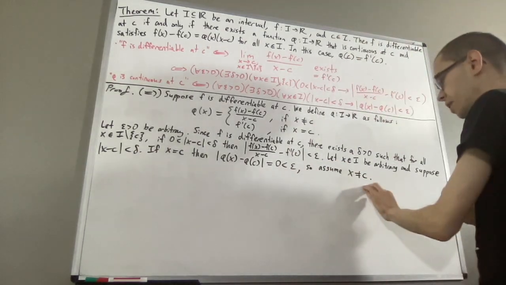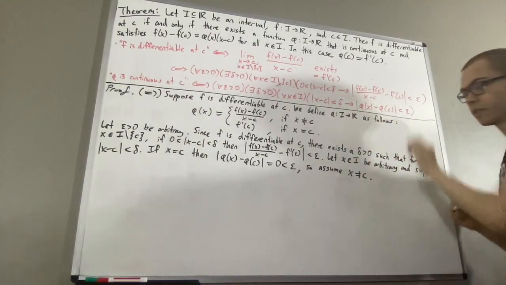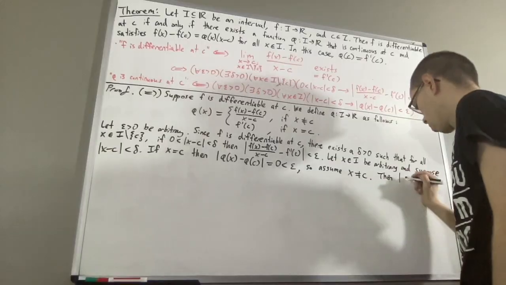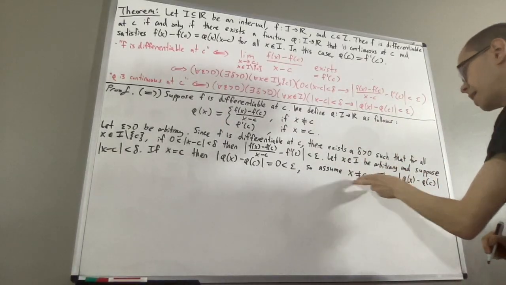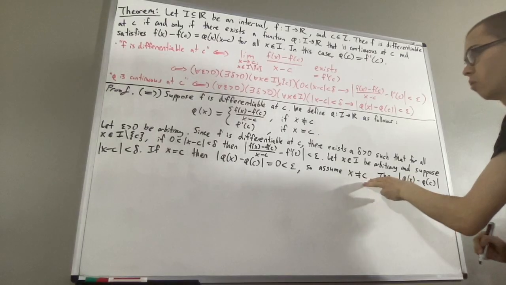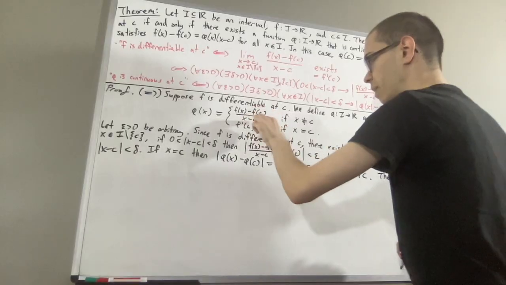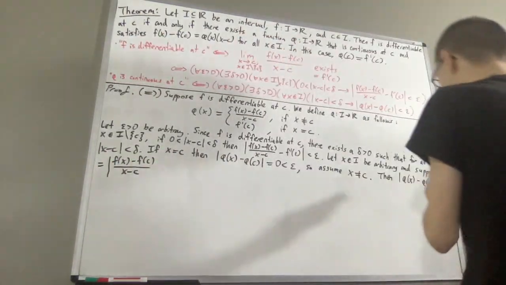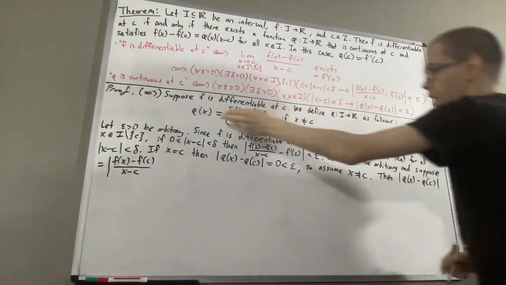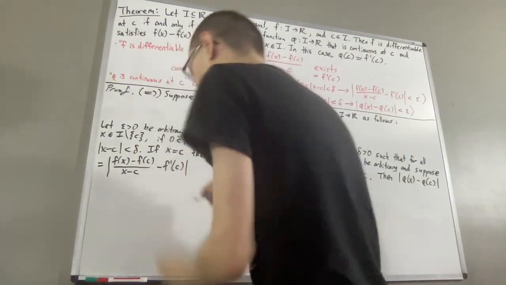If x is not equal to c, what is phi of x minus phi of c going to be in this case? Well, since x is an element of I, but not equal to c, by definition of phi, that means phi of x is equal to f of x minus f of c over x minus c. But then we are subtracting phi of c. By definition of phi, phi of c is equal to f prime of c. So that's what we get.